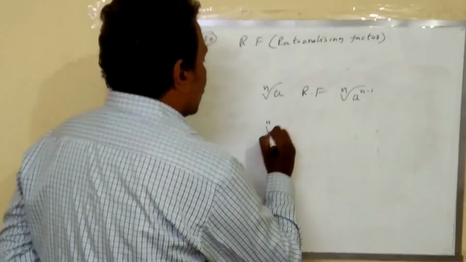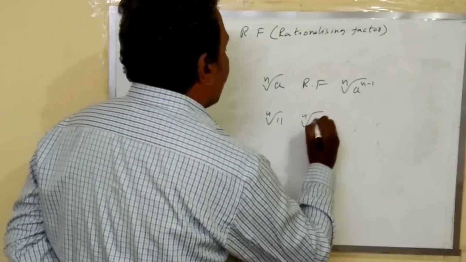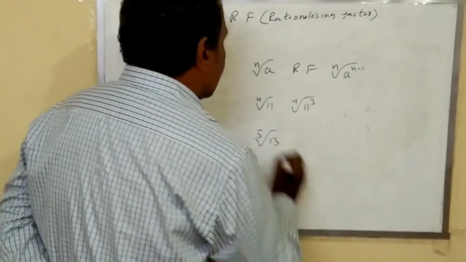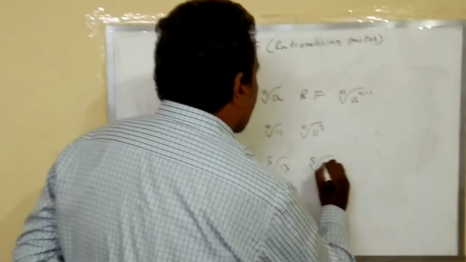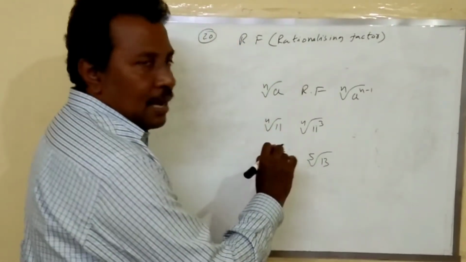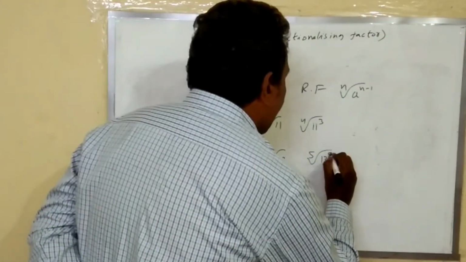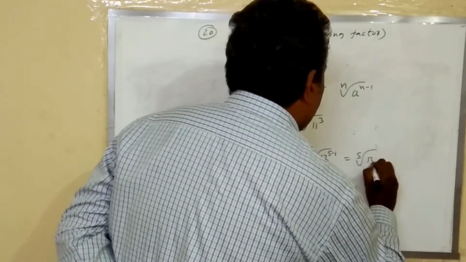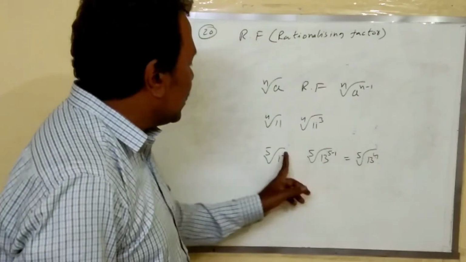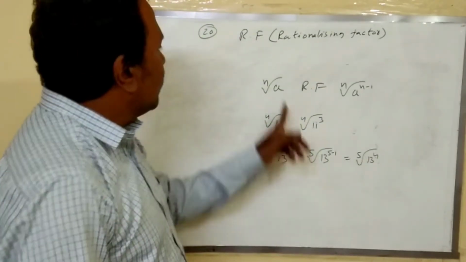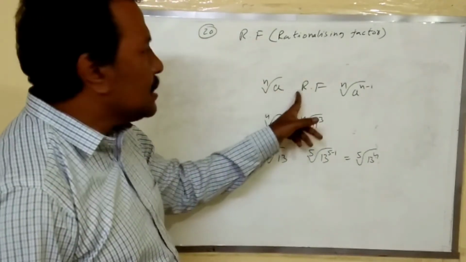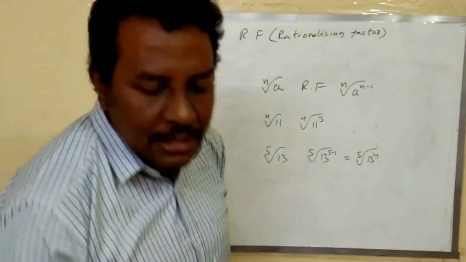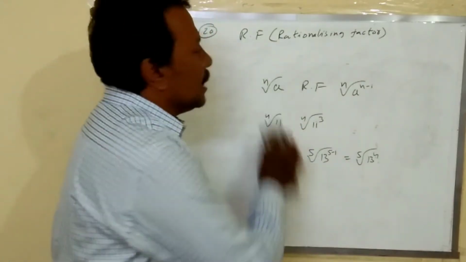As I said, 4th root of 11, the RF is 4th root of 11 power cube. 5th root of 13, the RF is 5th root of 13 power, what is the number? 5 minus 1, that is equal to 5th root of 13 power 4. 4 plus 1 is equal to 5. Similarly, the RF of the nth root of A is the nth root of A power n minus 1. So this is the general form of the RF of the nth root of A.